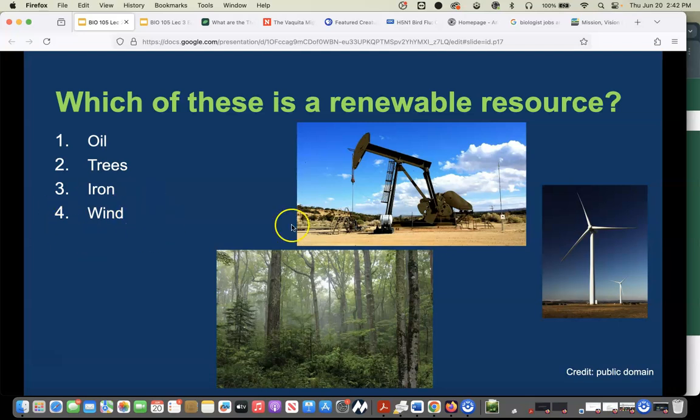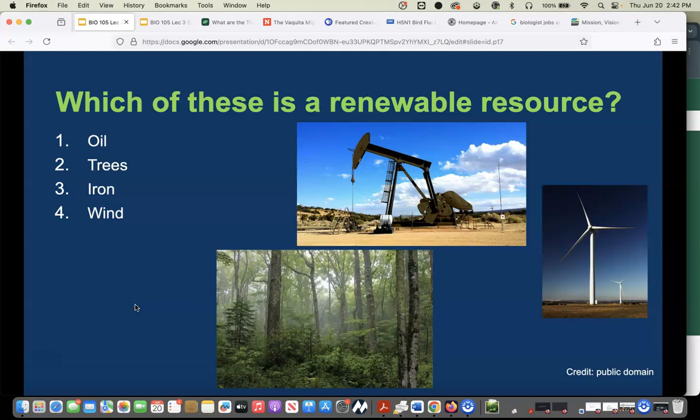Now you may say, but what about wind? Wind seems like it should be a renewable resource, right? But wind is actually a perpetual resource. Wind would be another great example of a perpetual resource because it's expected to last. We don't anticipate that the composition of our atmosphere is all of a sudden going to change so that we can't produce wind.